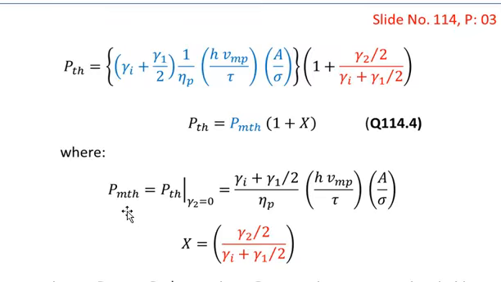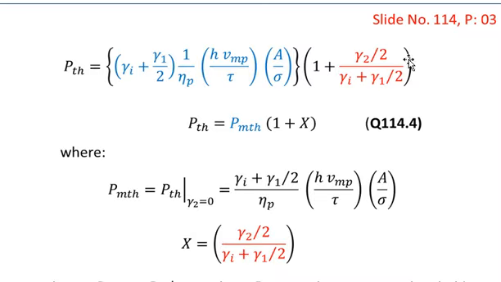So this is what is shown over here. That is P minimum threshold is equal to P threshold, that is the threshold power evaluated at gamma 2 equal to 0. And if you put gamma 2 equal to 0 in the previous expression that I have shown you, then we are left with this gamma I plus gamma 1 divided by 2 over eta p, and then the rest of the quantities, which are h nu mp divided by tau, and then a over sigma. So you see that this is actually the minimum threshold power, which we have also shown in the curly bracket over here.